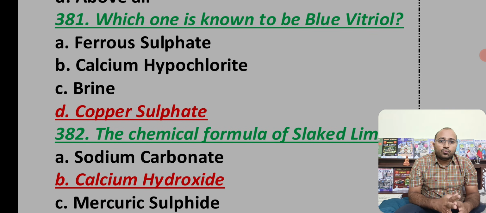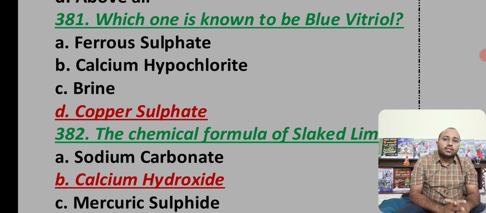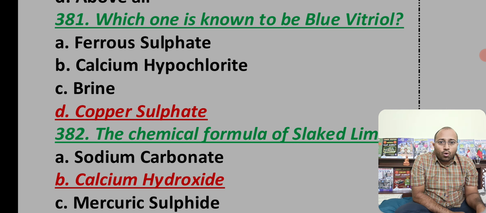When it comes to blue vitriol guys, it's very important. Copper sulfate, CuSO4, is known as blue vitriol. There is green vitriol also. I want you guys to comment what is green vitriol. When it comes to brine, it is sodium chloride, that is common salt guys. Also, I want you guys to comment what is the chemical formula of calcium hypochlorite.